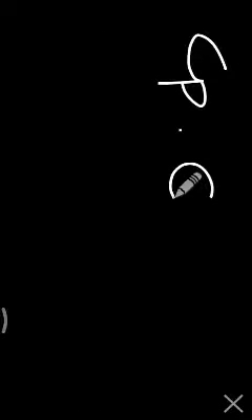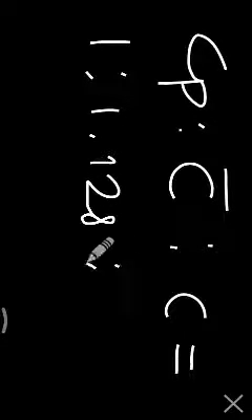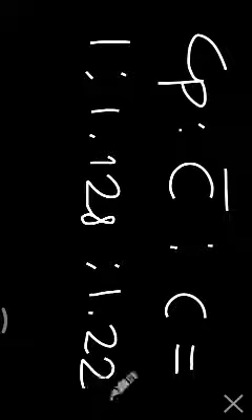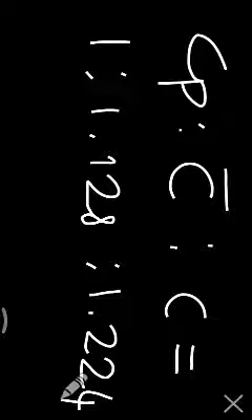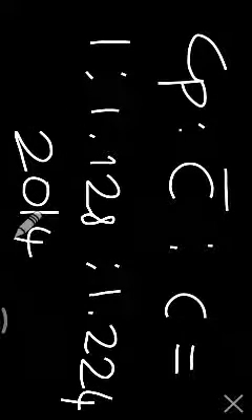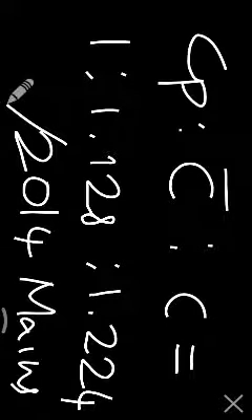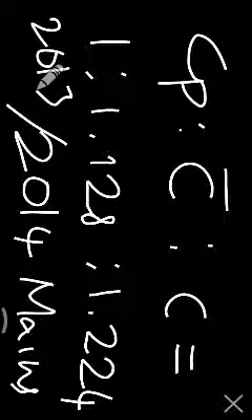This relation was asked two years back. Cp is to C bar is to C equals 1 is to 1.128 is to 1.224. This question was asked in 2014 JEE Mains, if I am not wrong. Cp is to C bar is to C equals 1 is to 1.128 is to 1.224, 2013 or 2014. So this type of questions you can also expect in exams.